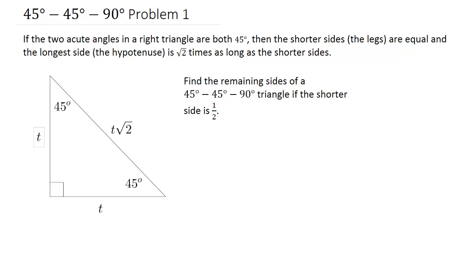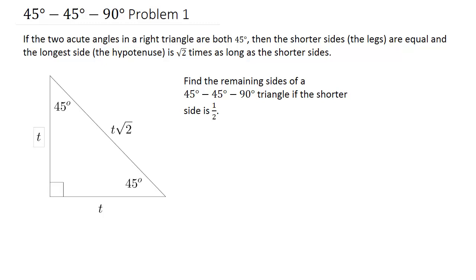Alright, so in this video we're going to look at solving a 45, 45, 90 triangle. So it says here, if the two acute angles in a right triangle are both 45 degrees, then the shorter sides, the legs, these two sides here, they're both opposite the 45-degree angle, they're the shortest sides, and they're both equal.